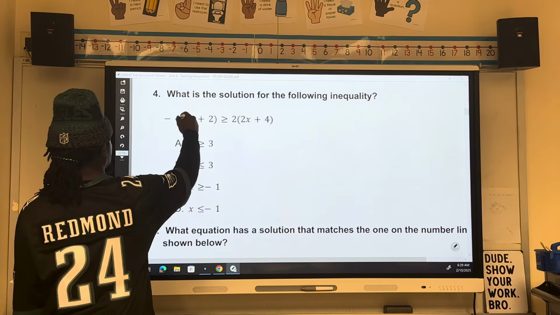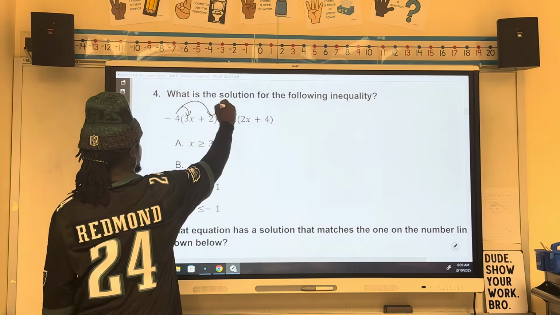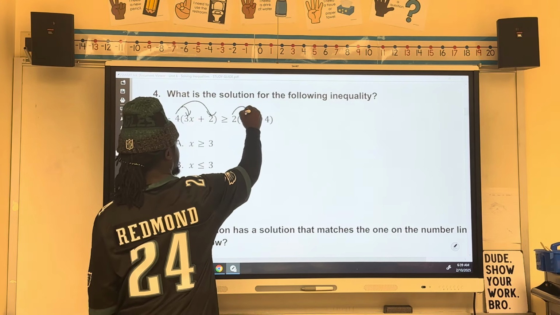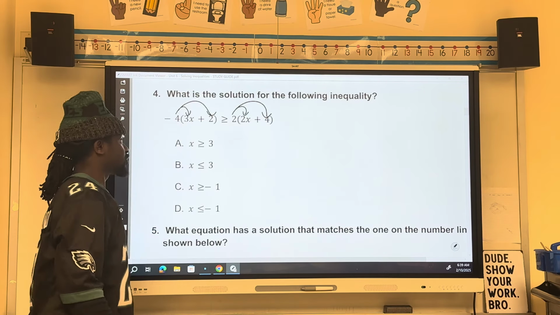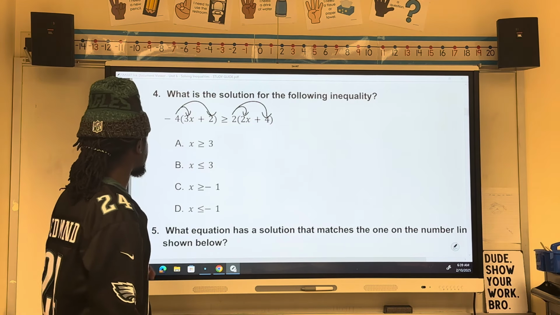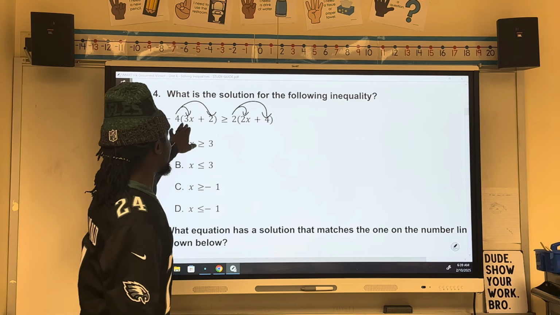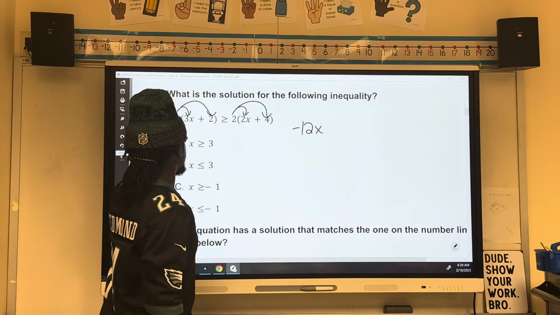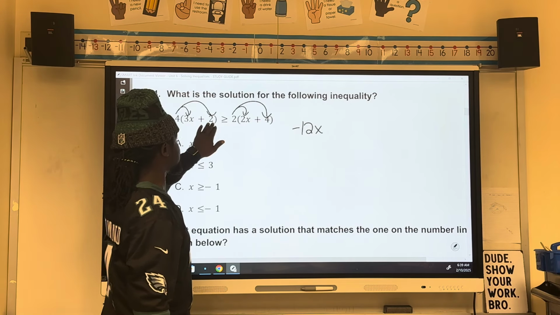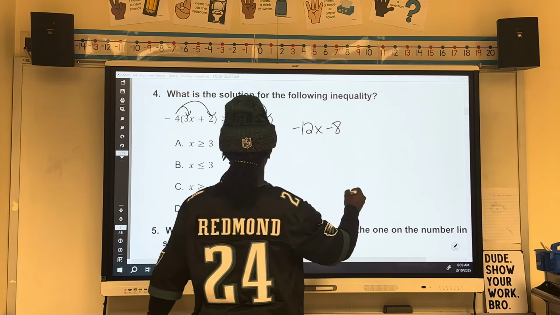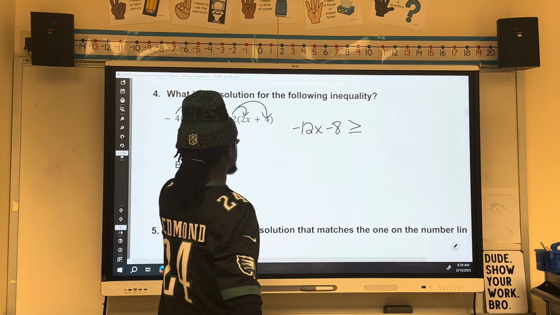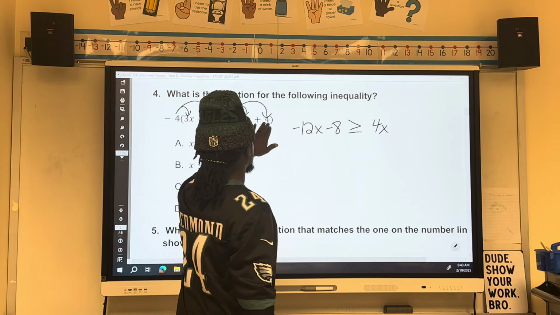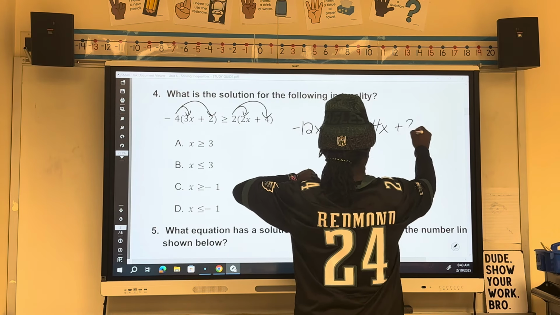I'm just gonna go ahead and distribute this right here, and then I'll rewrite it on the other side. So I'm taking the negative 4, and I'm distributing it to both of the terms inside. Same thing with the other side, taking the 2, distributing to both terms. So we got negative 4 times 3x is gonna give me negative 12x. Then negative 4 times 2 is going to give me negative 8. Then I got the greater than symbol. 2 times 2x is going to give me 4x. 2 times 4 is going to give me plus 8.